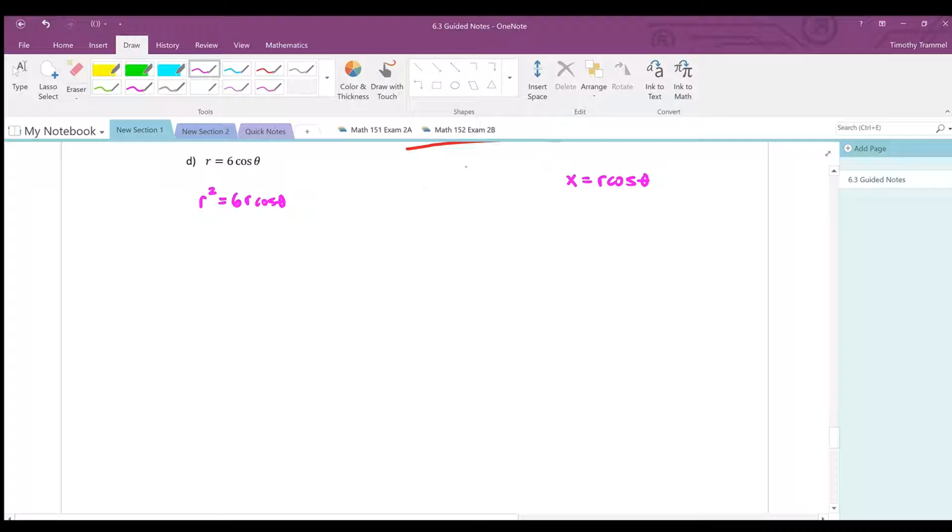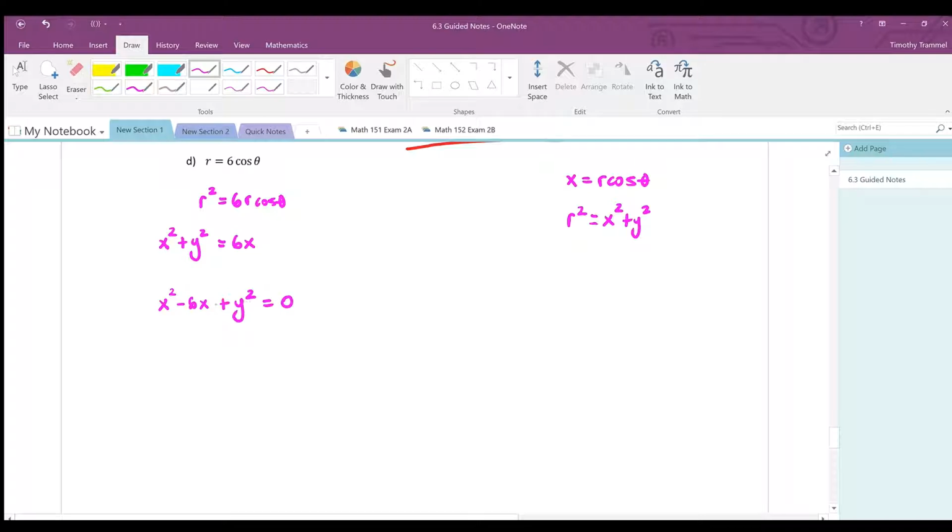Next, also note that this means we can rewrite the right-hand side as 6x, because r cosine theta is equal to x. But you also might remember that r squared is equal to x squared plus y squared. So we'll go ahead and do that. X squared plus y squared. Okay. Next step here is we could move that 6x over. So we'll have x squared minus 6x plus y squared is equal to 0.